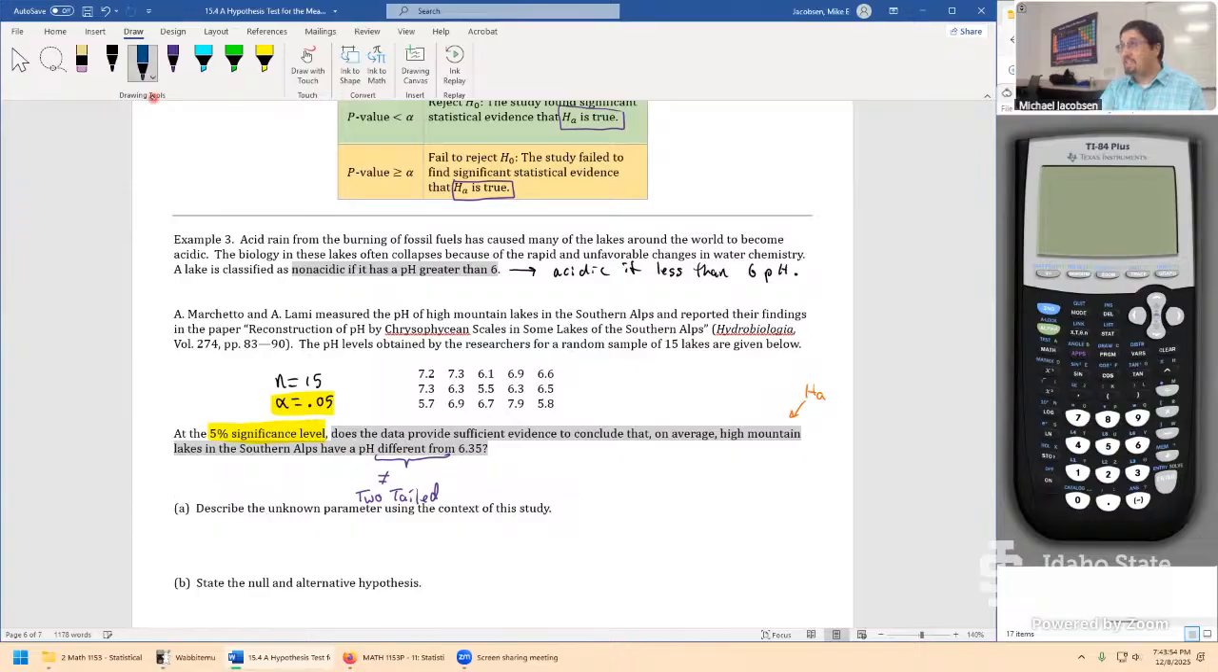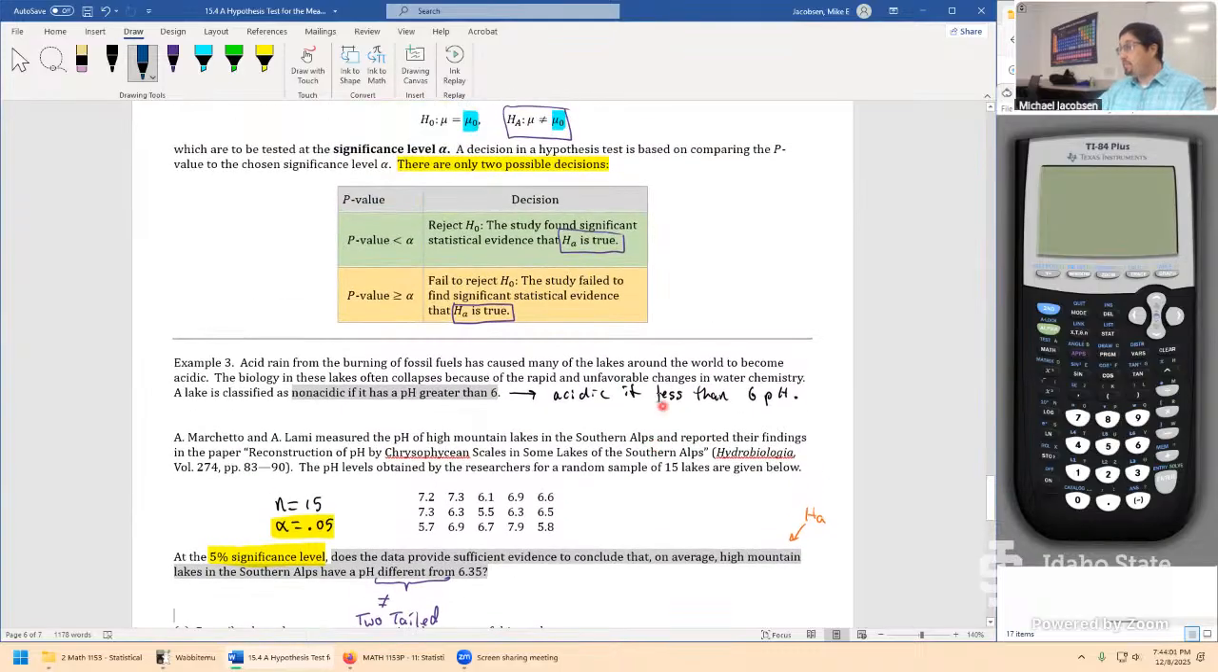And notice the other thing that's a pattern break from what we've seen. When I looked at that 6 initially, it looks like the value to be tested, mu naught, the hypothesized value rather, but it's not. We're testing if it's specifically different from 6.35. The hypothesized value mu naught is that number then. Mu naught is 6.35 in pH.